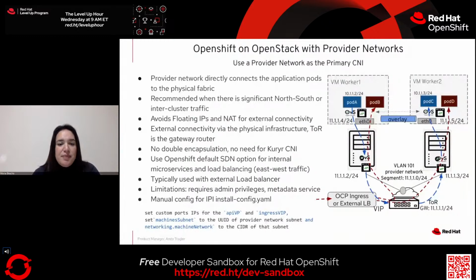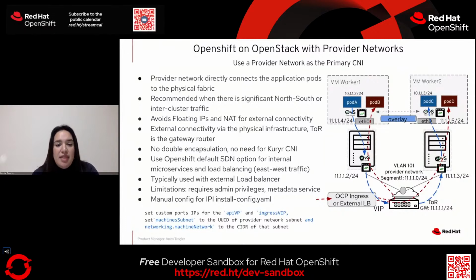For the example shown here, the compute node and VM worker are on the same network, and top of rack is the gateway router for this network. All traffic is sent to top of rack for routing destination. And then east-west traffic between pod A and pod C is sent only on overlay managed by OpenShift SDN and routed by top of rack gateway. Incoming external traffic is sent to OpenShift ingress or external load balancer and load balanced between pod B and pod C. And that's it for OpenShift and OpenStack, and I'm passing now to Jamie.